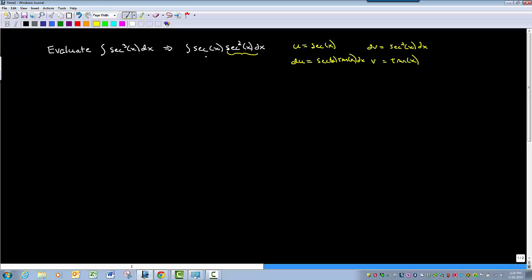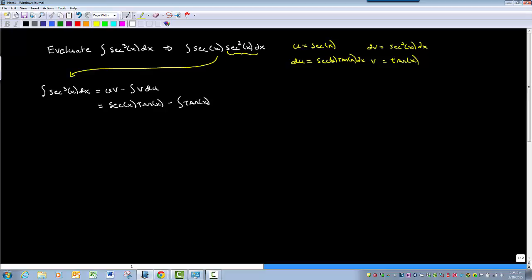So now the integral of secant cubed x dx is equal to u times v minus the integral of v du. So I need these. u is secant x, and v is tangent x, minus the integral. Now v is again tangent x, and du is secant x tangent x dx.